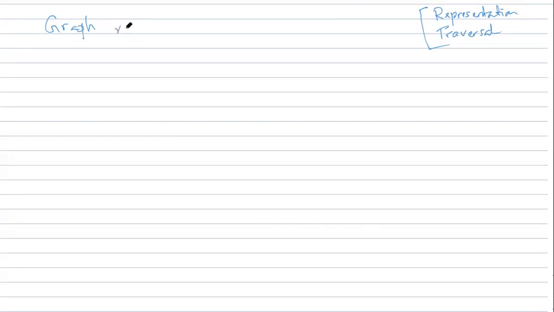So let's first get started with graph representations. There are two kinds of representations, very common. One is called adjacency matrix. And this is the simplest possible representation of a graph. So let's take an example.